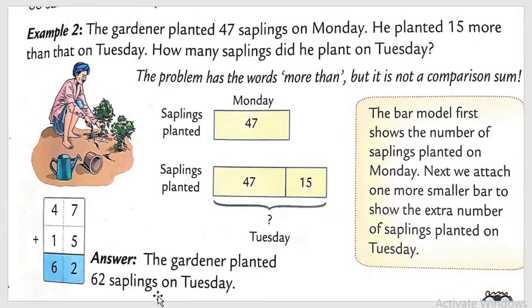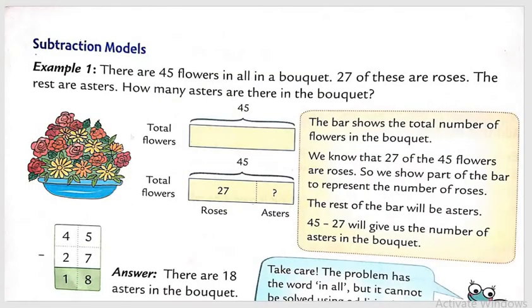Monday to more than, 62. The question is what? How many saplings did he plant on Tuesday? The gardener planted 62 saplings on Tuesday. Got my point, all students? Now we move on to the subtraction model. So here let's solve the subtraction model.